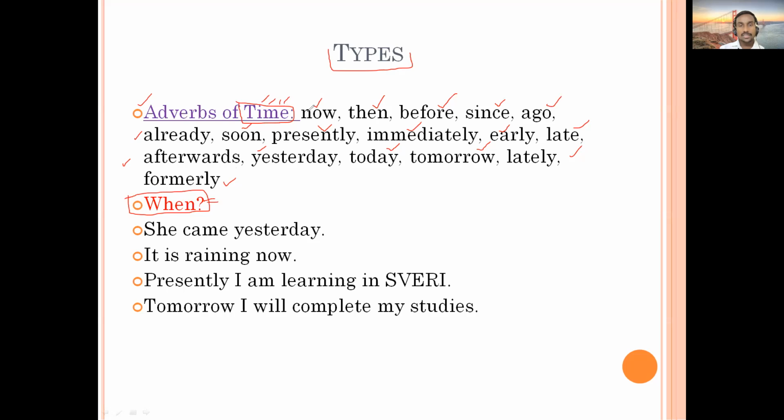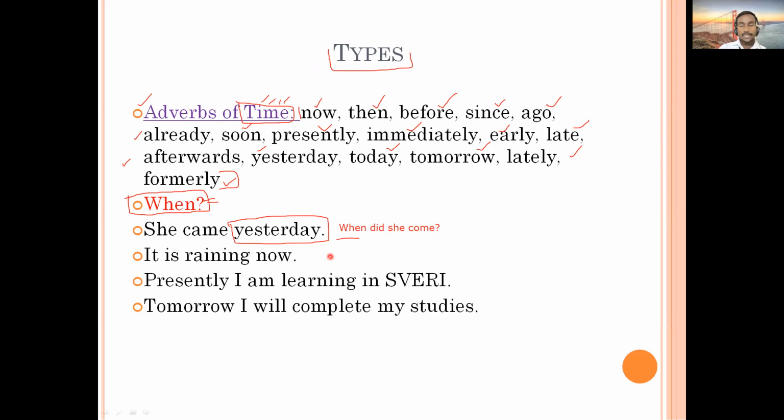When does an action happen? From all these words we come to know they are referring to time. So for example, she came yesterday. Which word here refers to time? Yesterday is the word referring to time, and that is the adverb of time. If you make a question with when for this sentence, it would be: when did she come? The answer is yesterday, and therefore it is an adverb of time.